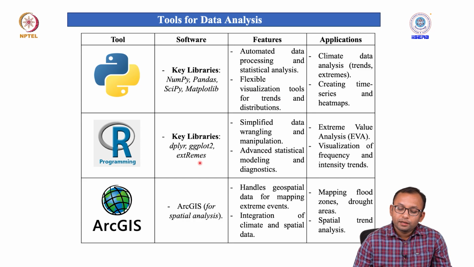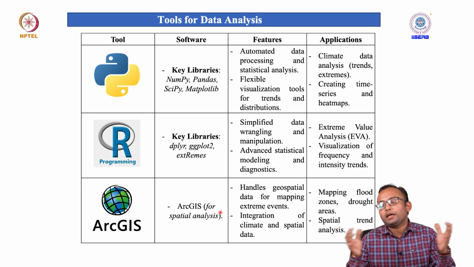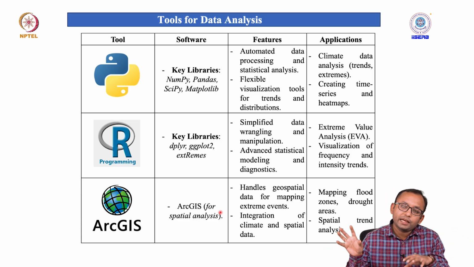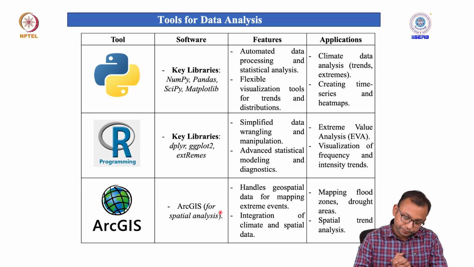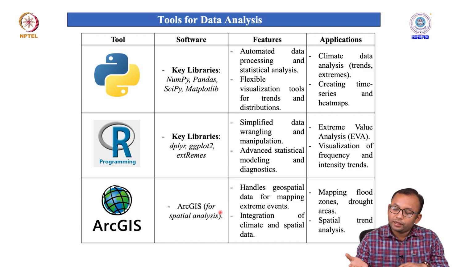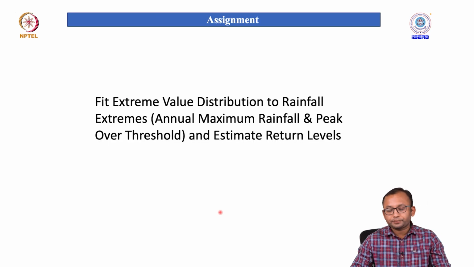ArcGIS is a very useful tool because it gives us information about spatial data points. Using this software, you can map locations with higher or lower vulnerability, and higher or lower extreme magnitude events. You can compare spatially why some areas have low or high extreme events. It is also very useful for mapping flood zones, drought areas, and spatial trend analysis.